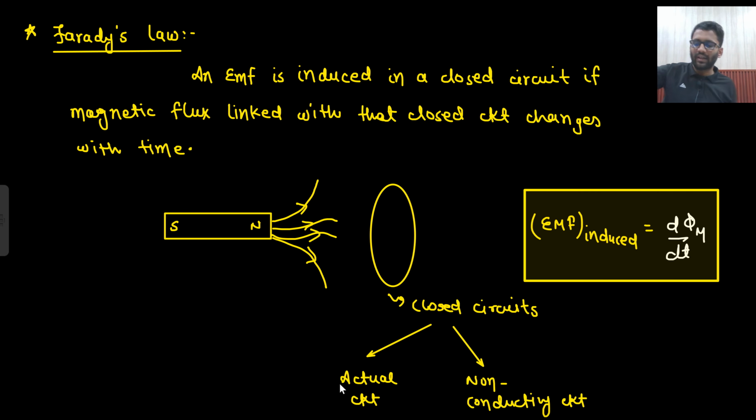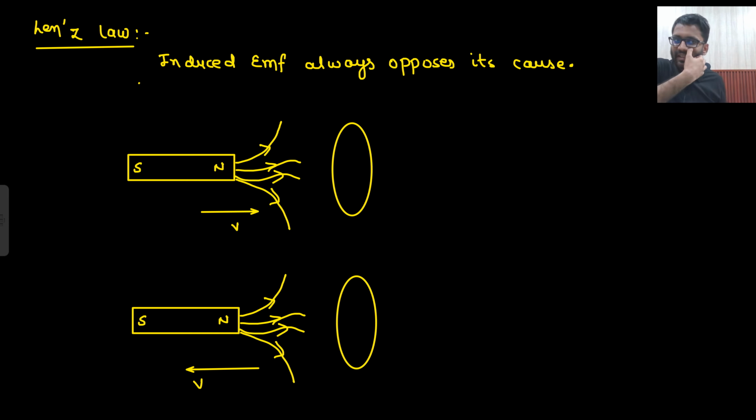Now this closed circuit could be an actual circuit as well, or it could be a non-conducting circuit as well. Now what did Lenz say? Lenz said that the induced EMF will always oppose its cause. What do you mean by that? So this is my closed circuit. Now I am taking this magnet towards the closed circuit. This is the north pole. So if I am taking it towards the closed circuit, the magnetic field will increase in this direction.